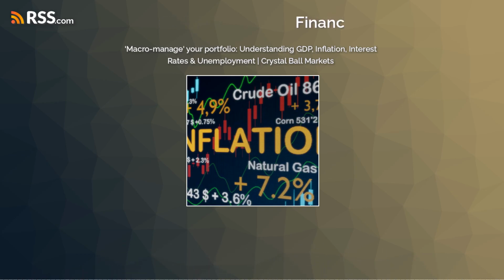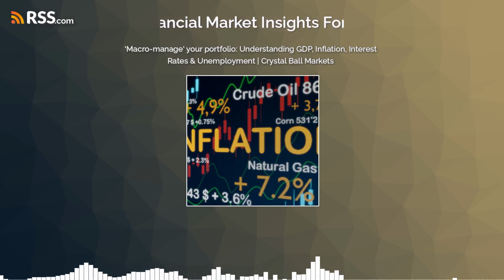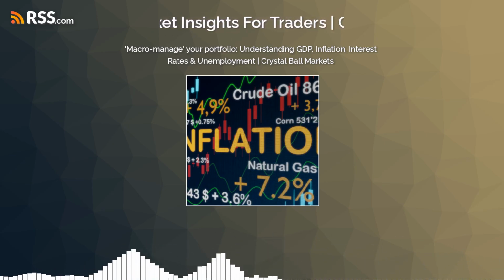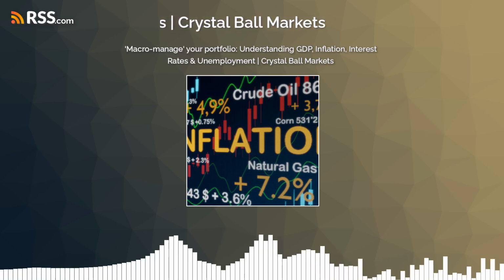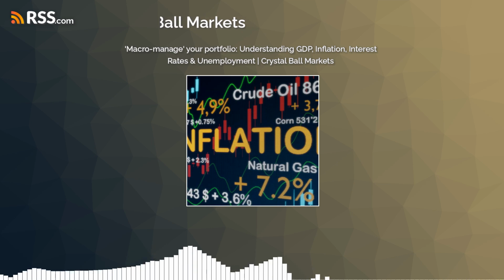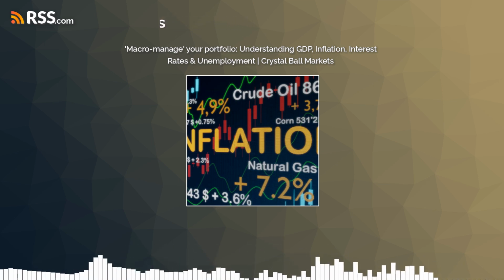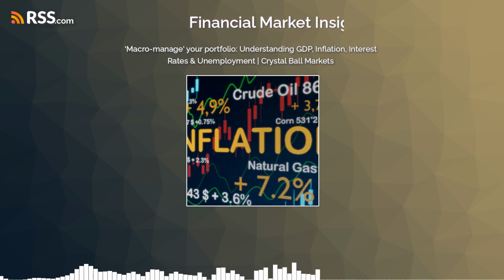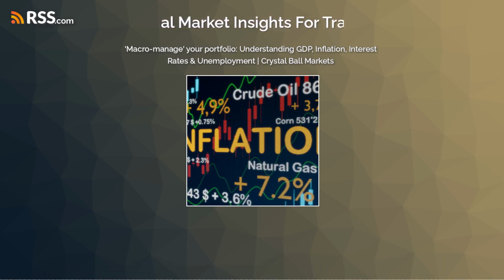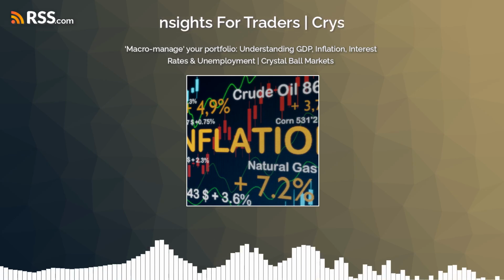Segment 5. How these indicators work together. Now here's where it all comes together. These indicators, GDP, inflation, interest rates, unemployment, they don't move independently. They're deeply connected. Let's play this out. GDP starts growing fast. More jobs are created. Unemployment drops. Wages rise. People spend more.